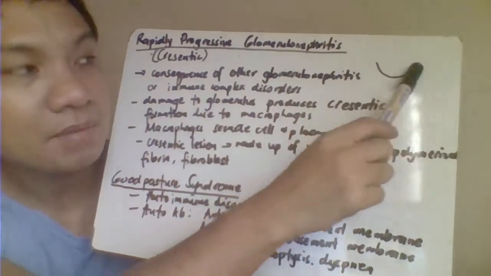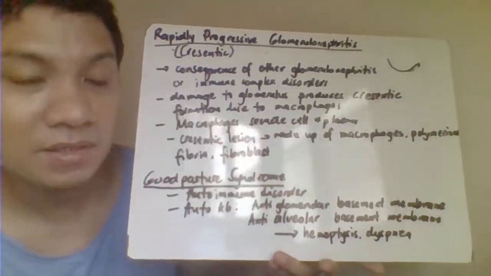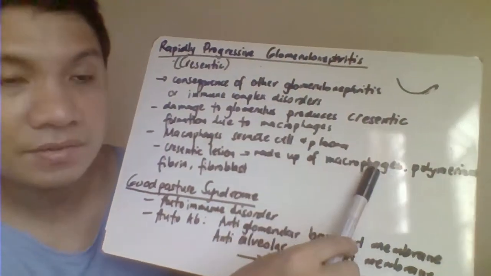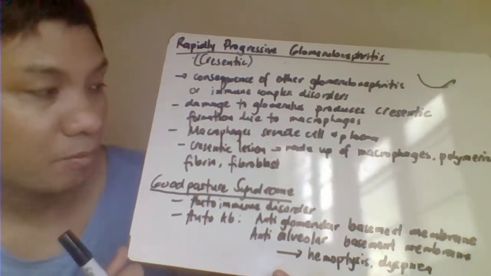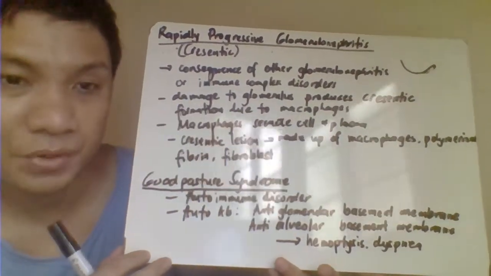And if you try to examine this lesion or damage, this crescentic formation na damage is made up of different cells. It's made up of the combination of your macrophages, polymerized fibrin, that could also have made up of your fibroblasts. On the next one, we have your Goodpasture syndrome.